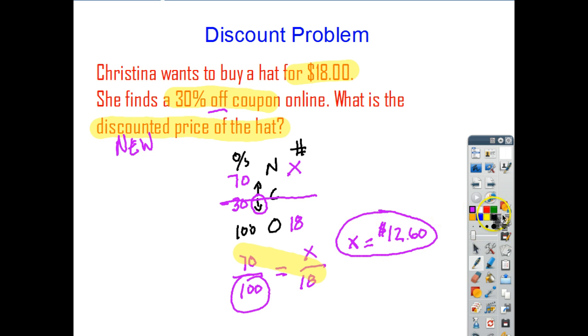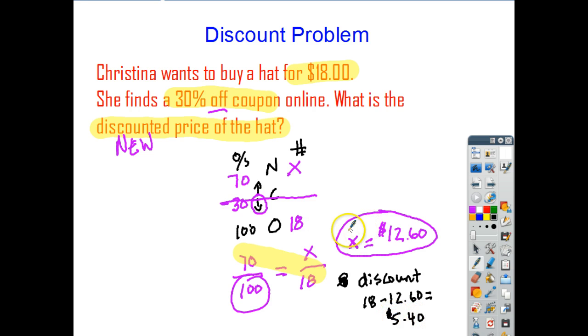If you wanted to find the discount, so this is like a bonus, you take 18 minus 12.60. And that's how much money she saved. And so she saved $5.40. I know when my wife goes to Kohl's, they always tell us how much we saved. And so here, Christina saved $5.40.